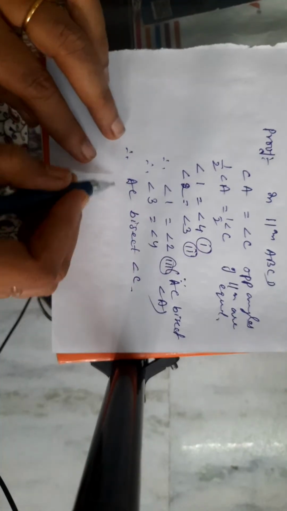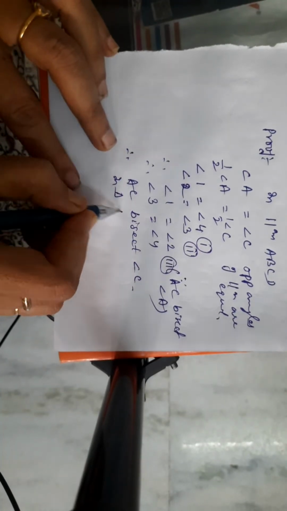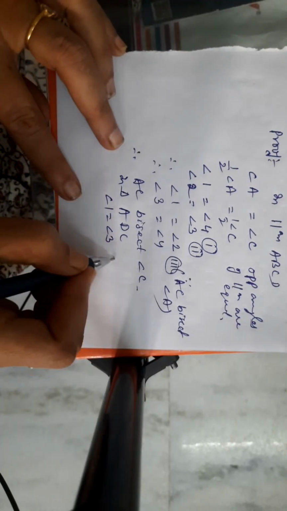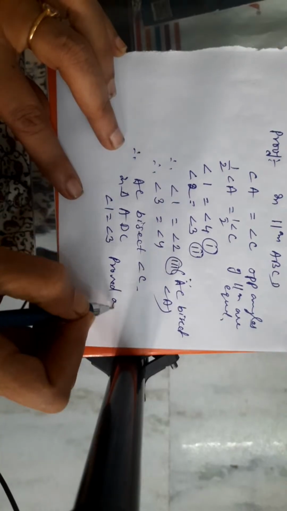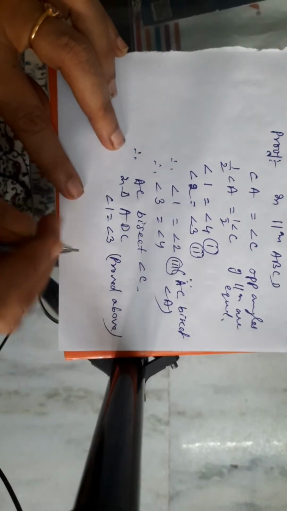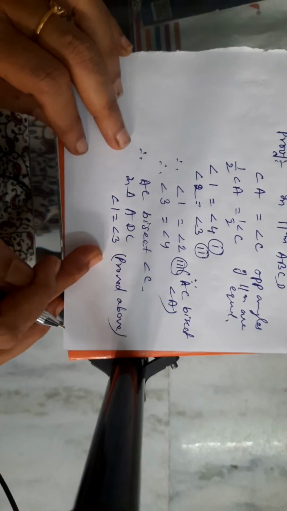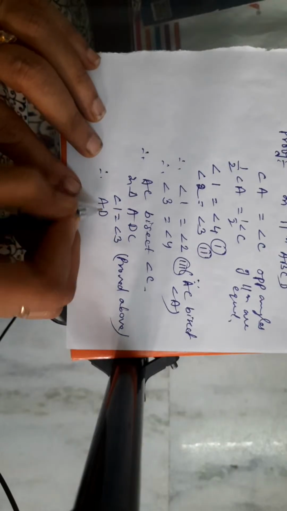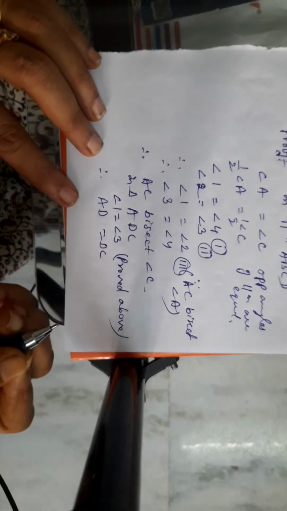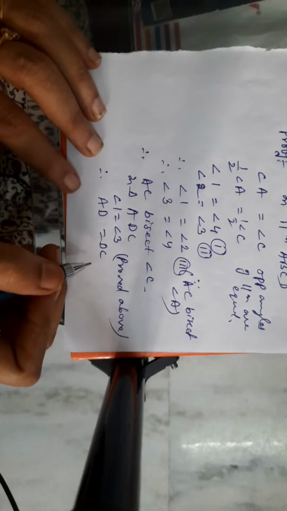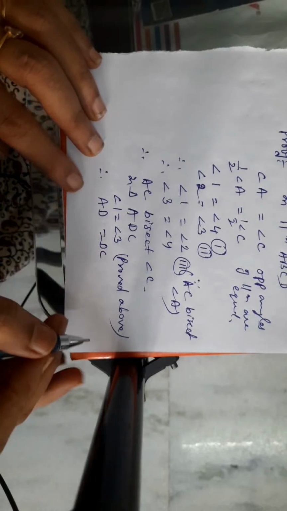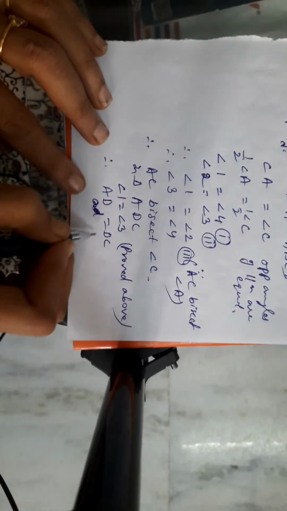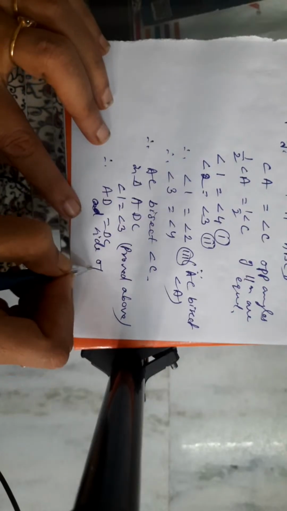So here in triangle ADC, angle 1 is equal to angle 3. This is proved above. Already we used it. Moreover, they are making an isosceles triangle. Therefore, the sides AD is equal to DC. As the angles are equal, their opposite sides are equal. AD equal to DC. Sides opposite to equal angles are equal.